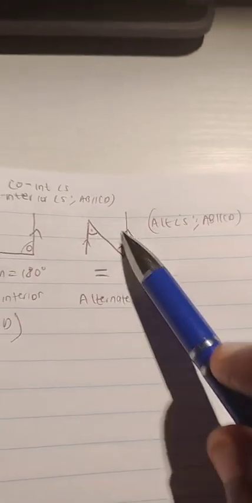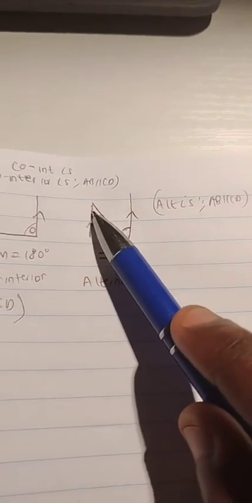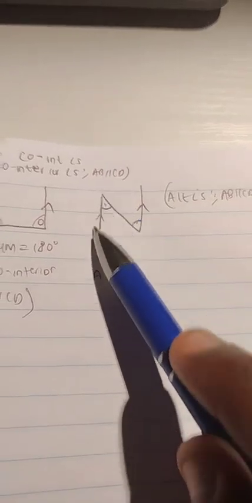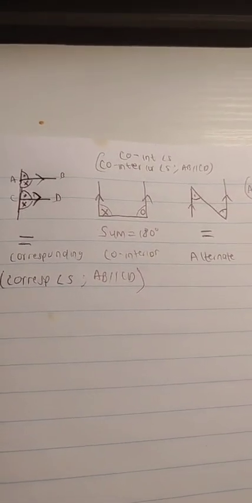So N shape, Z shape, alternate angles. These angles, we call them alternate, but we say they are equal only if the lines are parallel. So these three relationships are important for us to know. We need to know that they are corresponding angles. Top is equal to top, that is corresponding as long as we are on the same side of the transversal line. Bottom angle is equal to bottom angle as long as the lines are parallel.